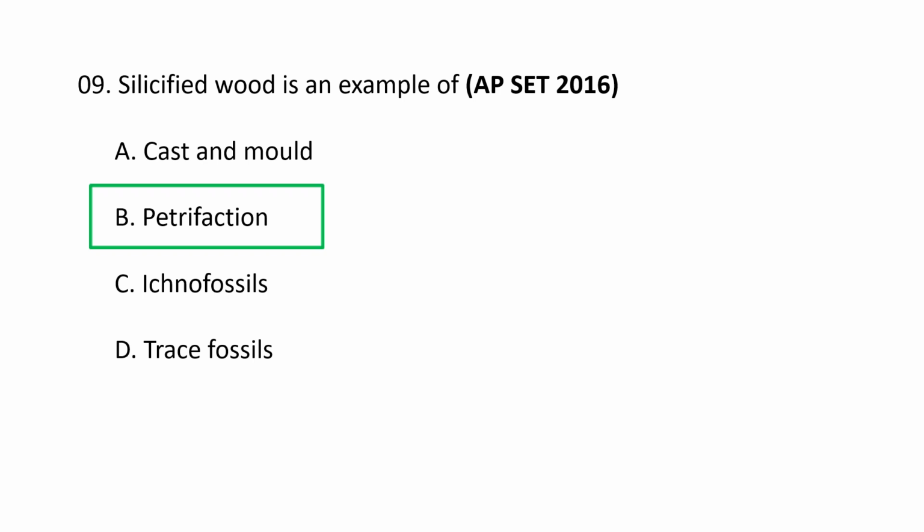Silicified wood is an example of a fossil which is created through a process called petrifaction or silicification, where the organic material of the wood is gradually replaced by minerals, most commonly silica. This process transforms the wood into a stone-like three-dimensional replica that retains the wood's original structure at a microscopic level. Silicified wood is an example of petrifaction. B is the correct option.